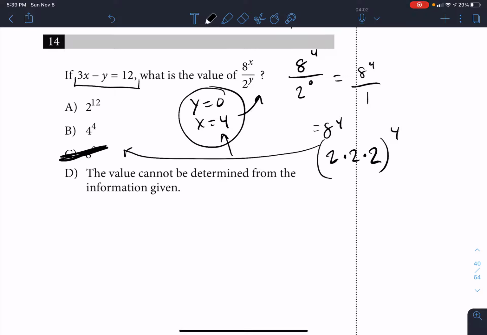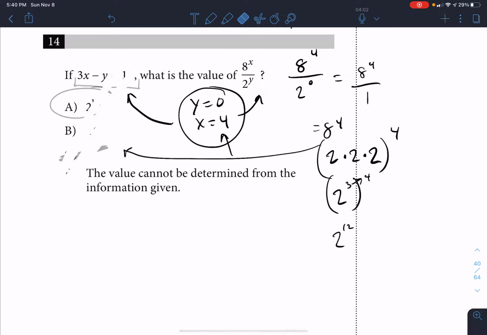This is basically 2 cubed to the power of 4. And when we have a power raised to a power, 3 raised to the 4, that's going to be a multiplier, 2 to the 12th. That's our answer. Okay, and that will work for any value of x and y you choose, as long as it falls within those restrictions. That's the easy way. Let's do the hard way now.